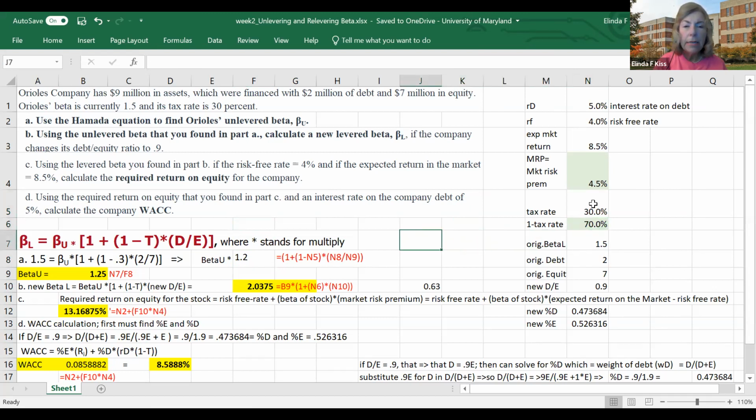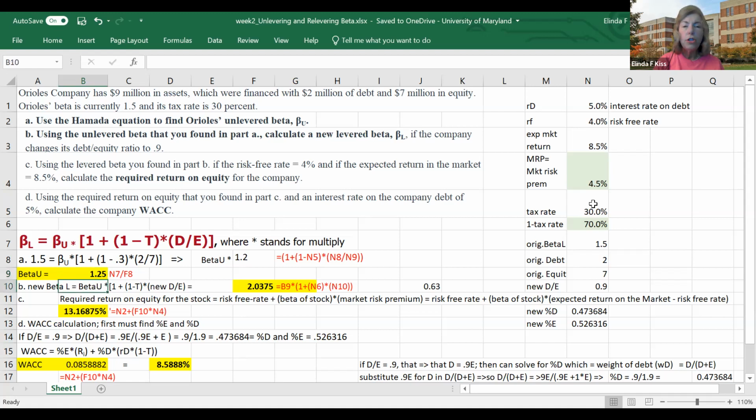Multiplying 0.7 times the debt equity ratio gives us 0.2. Add 0.2 plus 1 to get the term in the square brackets, which equals 1.2. Then divide by the original levered beta of 1.5. So divide 1.2 by 1.5, and you have the unlevered beta of 1.25, as you can see in cell B9. This is our answer to part A of the problem.